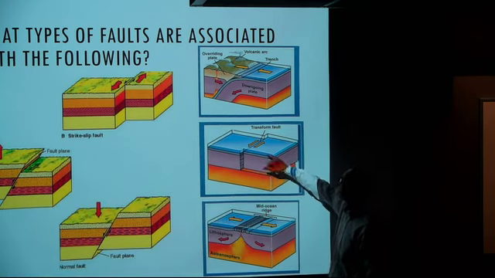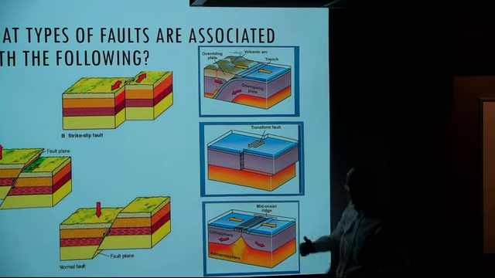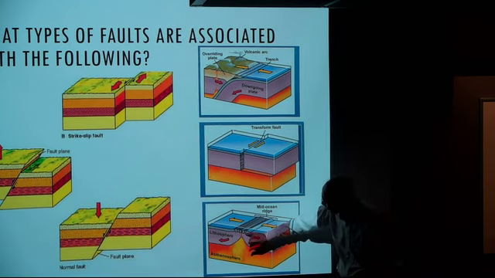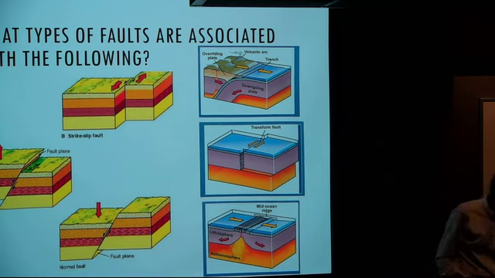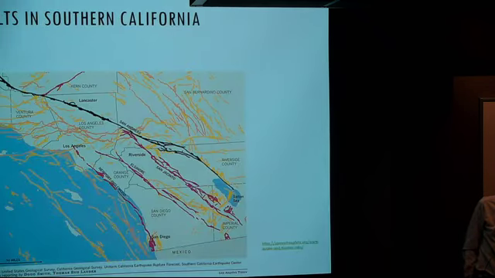And at the mid-ocean ridge is where you're pulling things apart. And you can see these are all little normal faults there, too. Good job. So transform would be strike-slip. Squeezing together would be the subduction. And pulling apart would be the mid-ocean ridge.